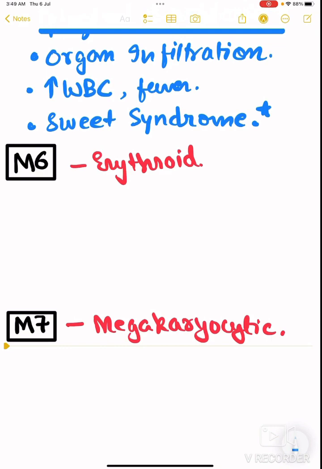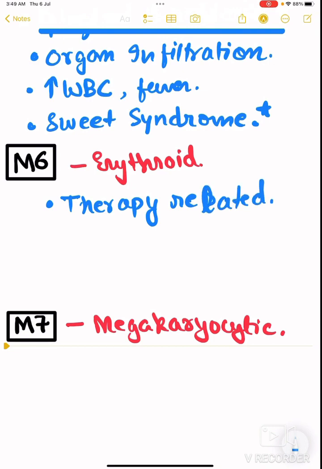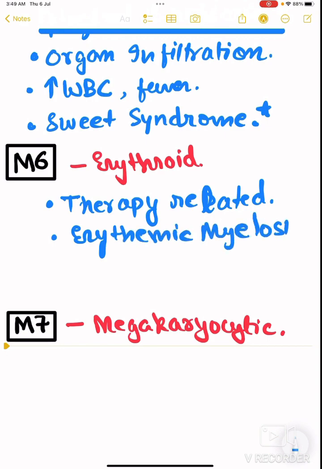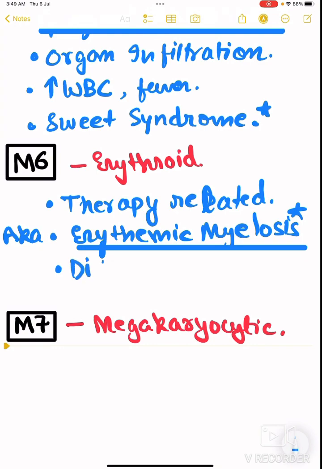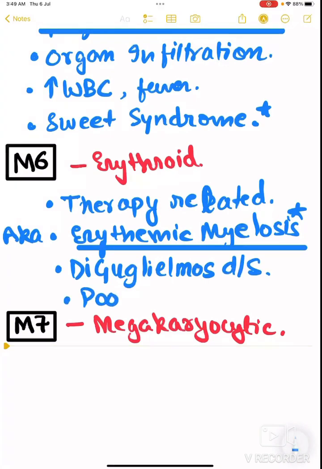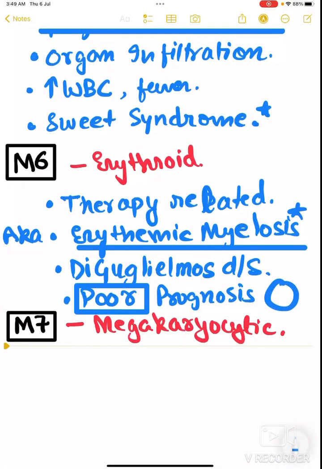Then coming to M6, it is erythroid. The first most important thing is that M6 is mainly therapy related. It occurs due to therapy. Another name of this M6 variety is erythroleukemia, or erythremic myelosis. Extremely important. Next, a disease which has a very funny name, Di Guglielmo's disease, is associated with it. Not very important. And very important, it has poor prognosis.